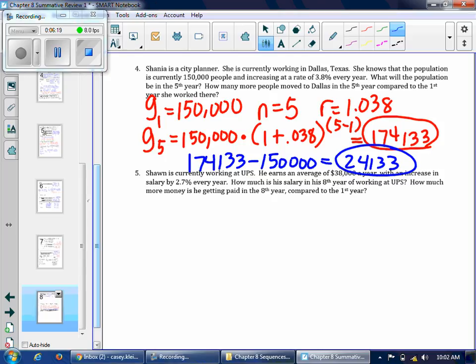Let's do number 5. Sean is currently working at UPS. He earns an average of $38,000 a year with an increase in salary of 2.7% every year. How much is his salary in his 8th year of working? And then how much more money is he getting paid in the 8th year compared to his 1st? I'm going to go ahead and collect all the data, set up the formula, and solve for how much money he's going to get paid in his 8th year.